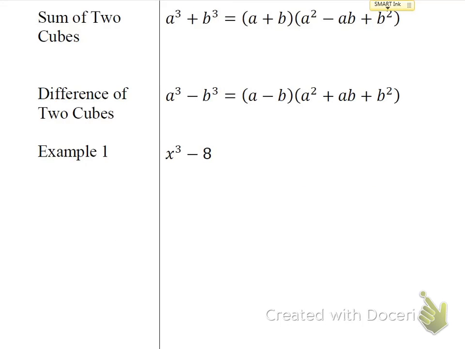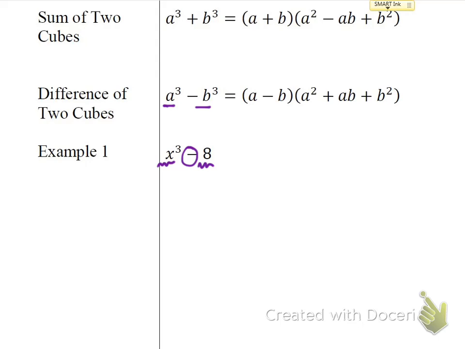So let's look at example 1. For example 1, I have x cubed minus 8. So because these are being subtracted, it is a difference of cubes, but I always want to rewrite the problem so that I have bases. So if you look back up at the difference of cubes, you have a base a to the third power and a base b to the third power. In my example 1, I already have the first one written as a base. It's x. But 8 is not written as a base to the third power. So we need to figure out what 8 is written to the third power.